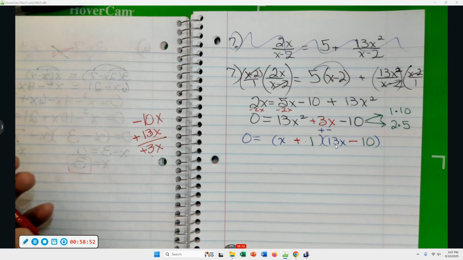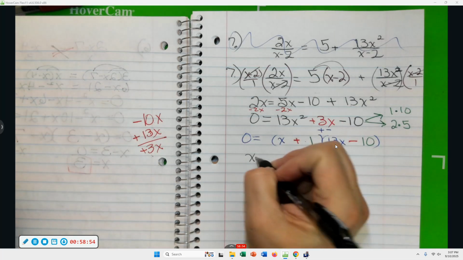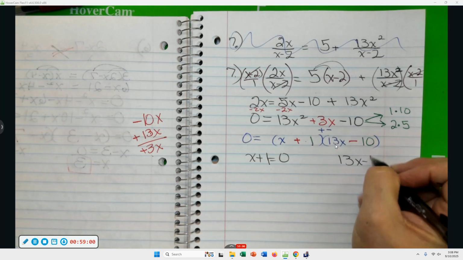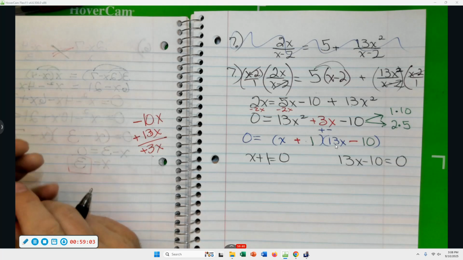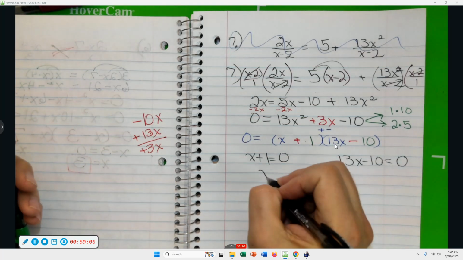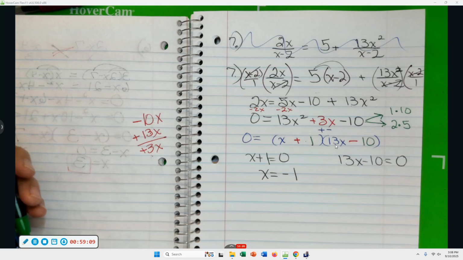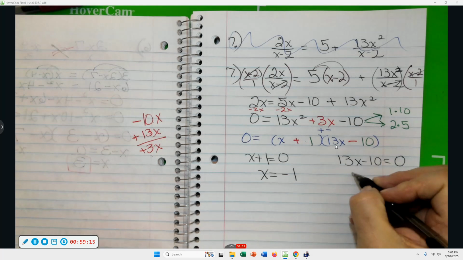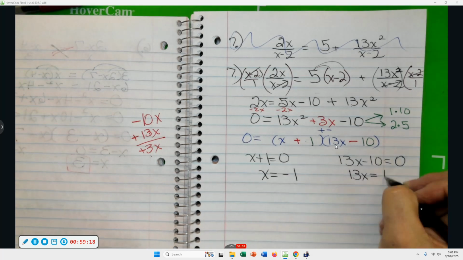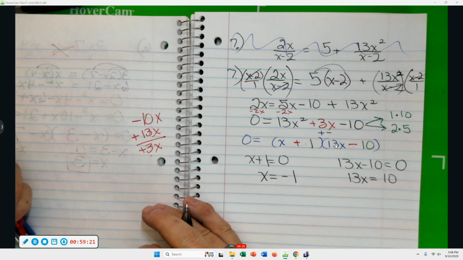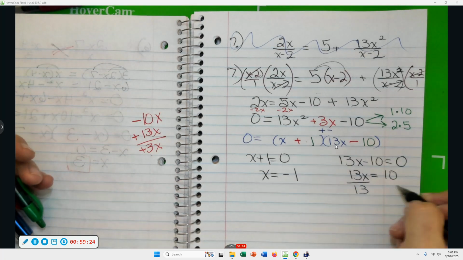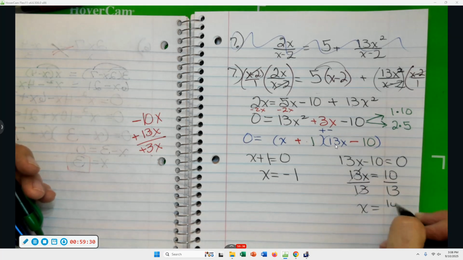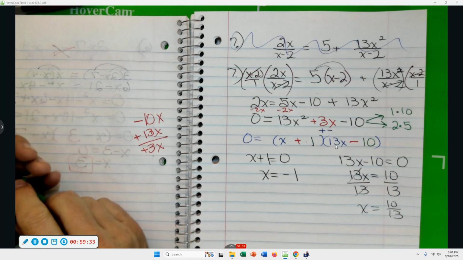Set each factor equal to 0. The first solution, x equals negative 1, okay. The next solution, what will I do first? Okay, to give me 13x equals a positive 10, and then divide by 13 to give me x equals 10 over 13. But you'll notice I didn't box those in.